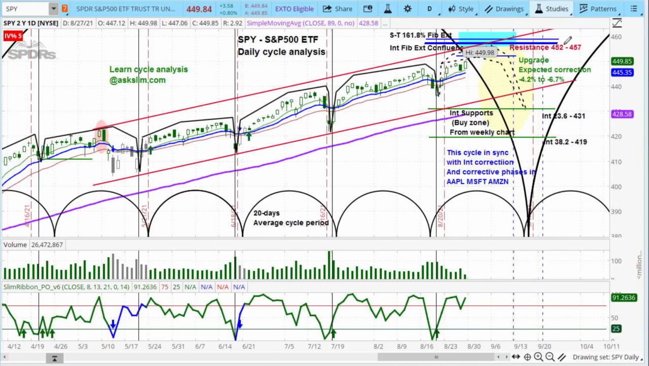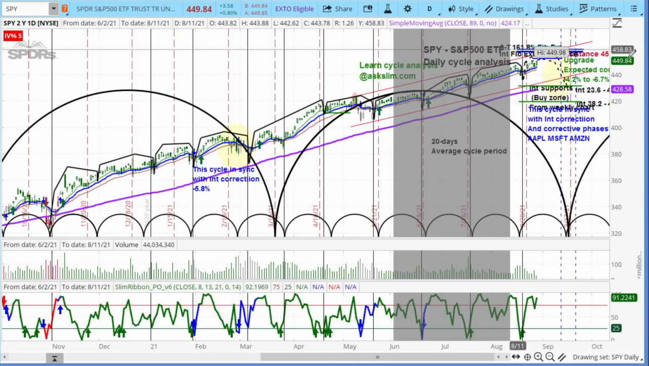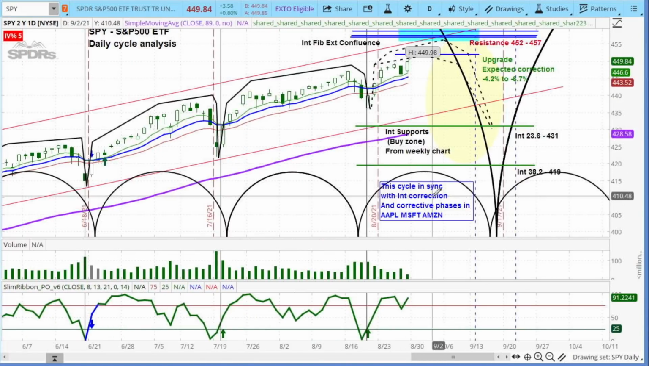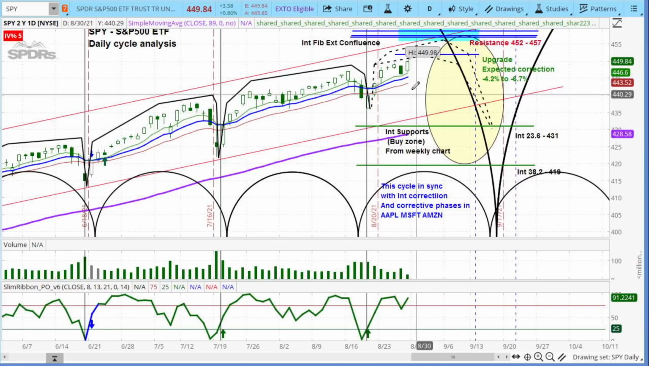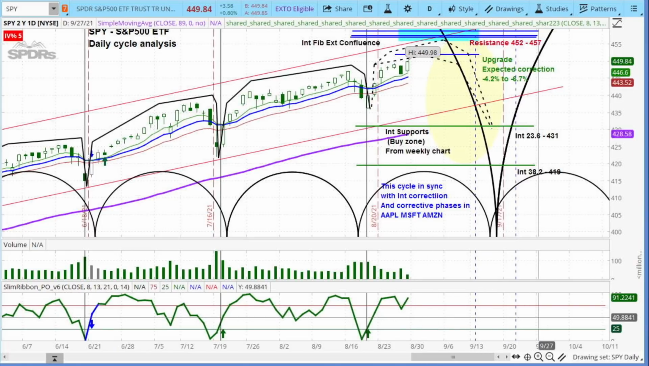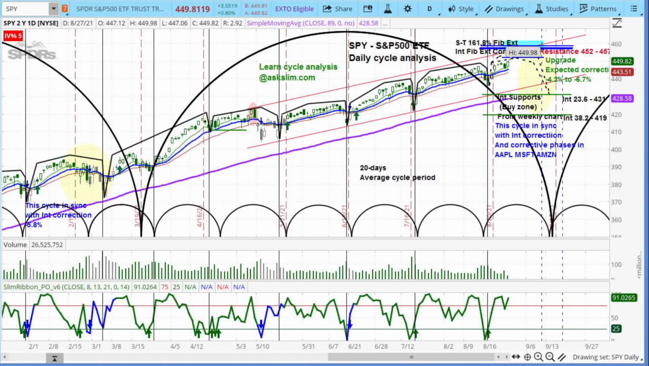Now I want you to see these corrective periods because I want you to understand. This one right over here, we have a note. Let me just go back so you could see that blue note. This cycle is in sync with the intermediate corrections in Apple, Microsoft, and Amazon. So we're expecting pullbacks in the mega caps to actually help with that declining phase right in there.